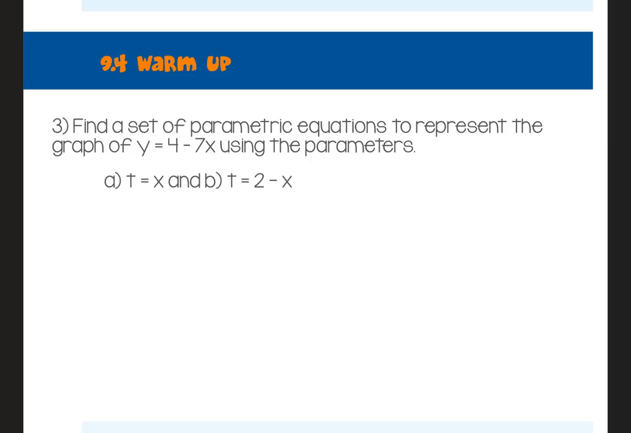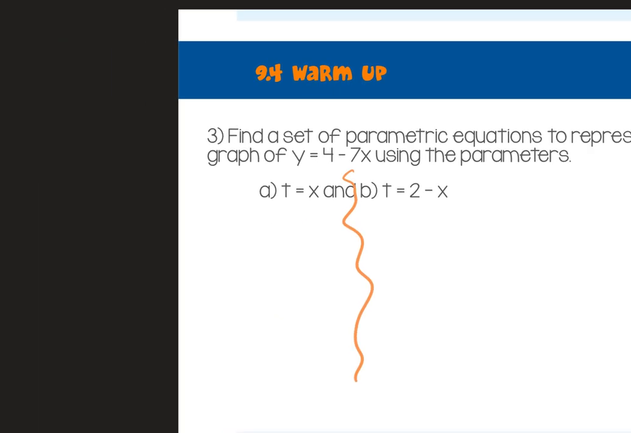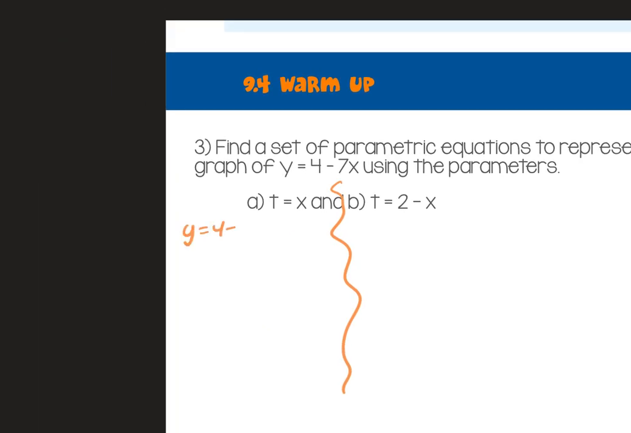All right, last type of question is find the set of parametric equations to represent the graph of y equals 4 minus 7x using the parameters. So remember I said these are kind of confusing because they build two questions into one. I want it to be consistent with what you see in WebAssign. But really this is two questions. Find a set of parametric equations to represent the graph of y equals 4 minus 7x using x equals t. So those are your two functions.